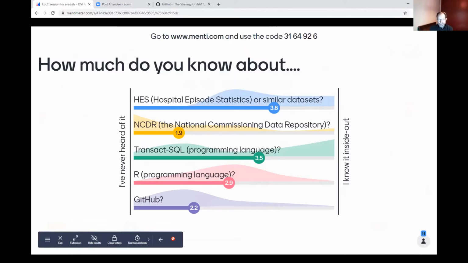So lots of knowledge and experience of people of hospital episode statistics. And most people seem to know a little bit about Transact SQL, but there's a few people on the call who know less about that. We're all in the middle of the distribution in terms of the programming language R, and a few people know about GitHub, but maybe we need to explain that in a bit more detail later on, as with NCDR as well. Okay, but that's been really helpful. Thank you for contributing to that survey.